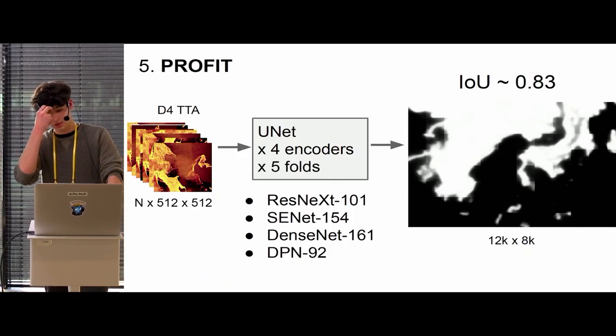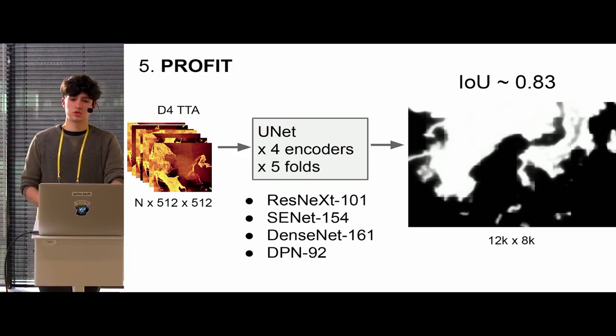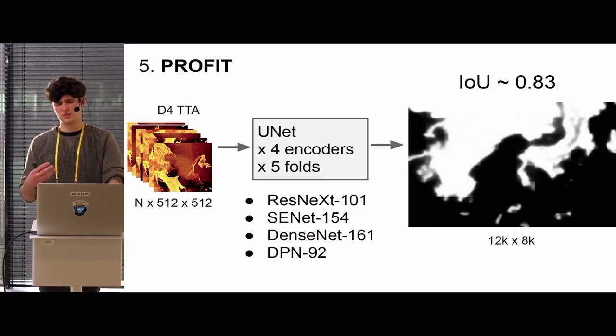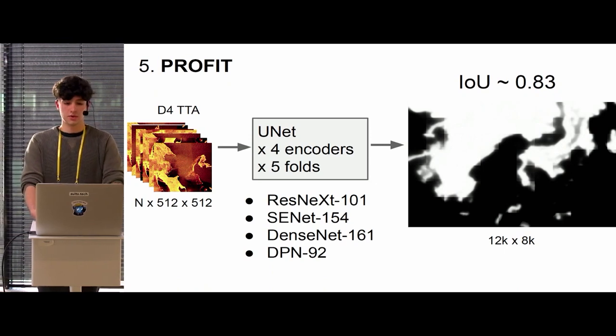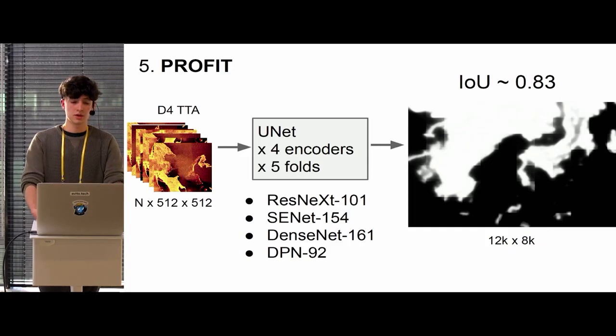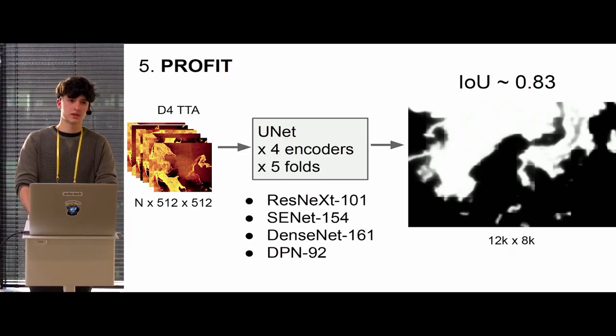Also, this wasn't a Docker competition this time, so you just needed to submit the prediction as a CSV file. So I was able to get a nice ensemble here of 4 heavy encoders and 5 folds for each. Also D4 test time augmentation for every tile, and that gives a score of 0.83, which is close to the top already. But as I have said, I started competing 5 days before the deadline.